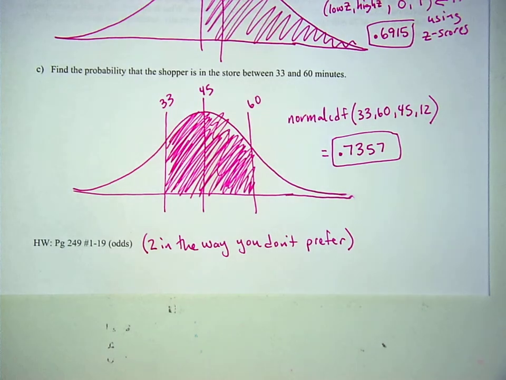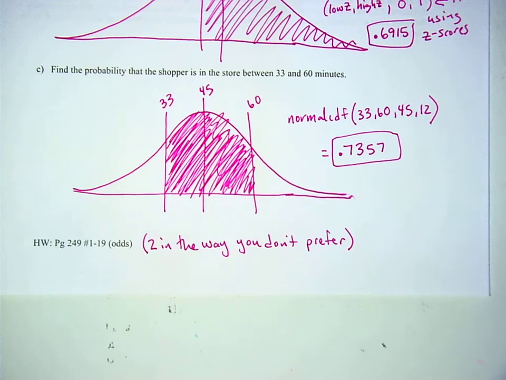So what I'm adding to the bottom of the assignment is you have to do problems 1 through 19 odds, which is pretty quick. And I'm going to make you do 2 in the way you don't prefer. So there are 2 ways you can do these problems. One is by looking up stuff on a chart, right? And one way is by using your calculator, normal CDF. I imagine most of us would probably prefer to use a calculator because it's way faster.